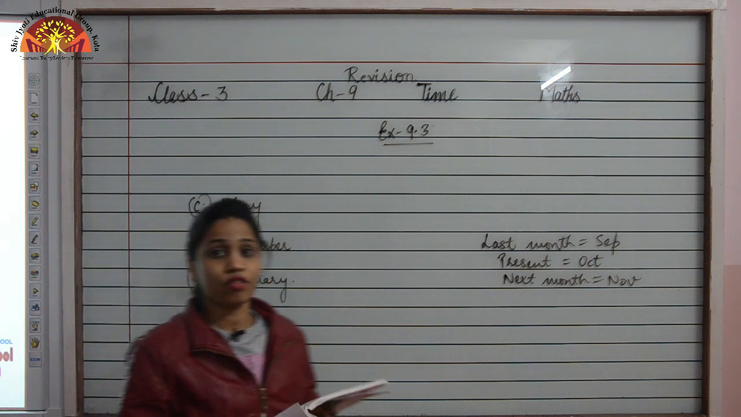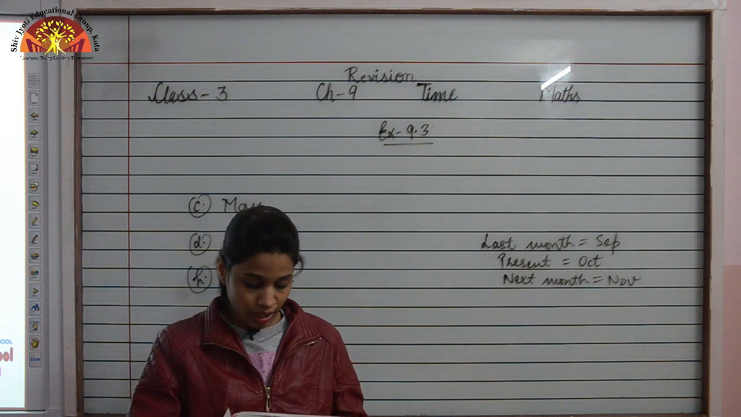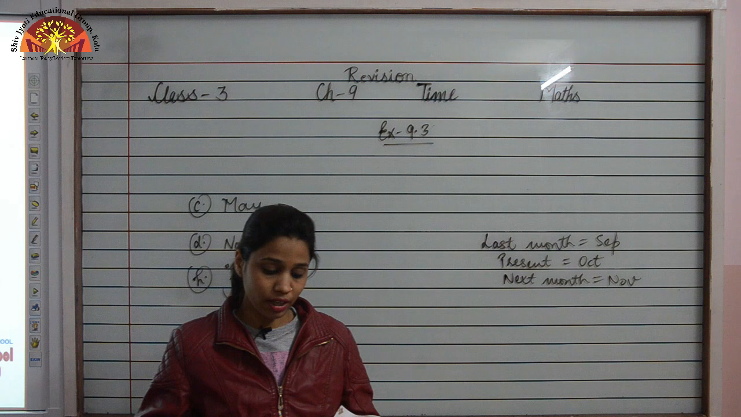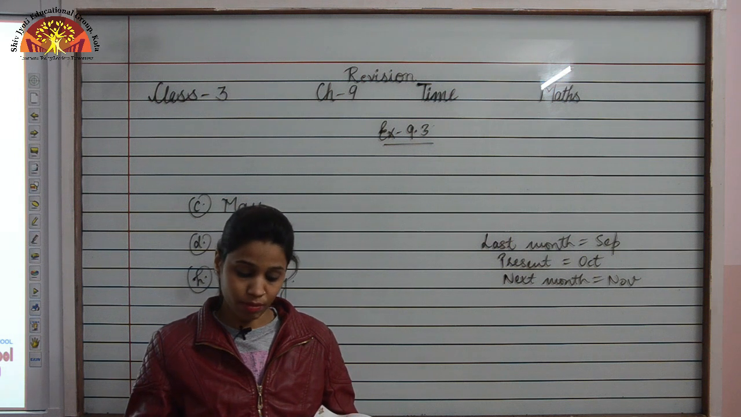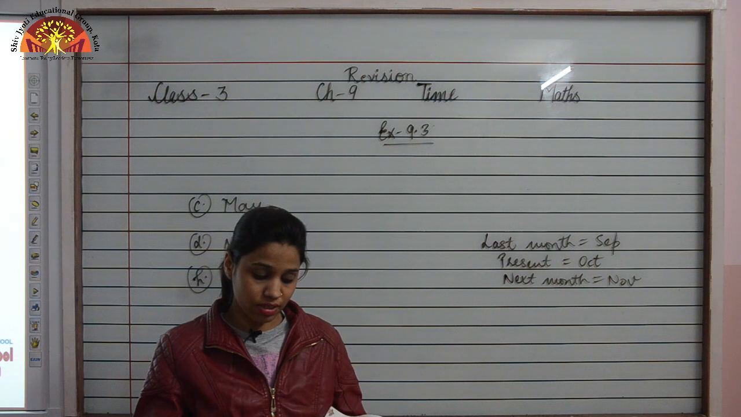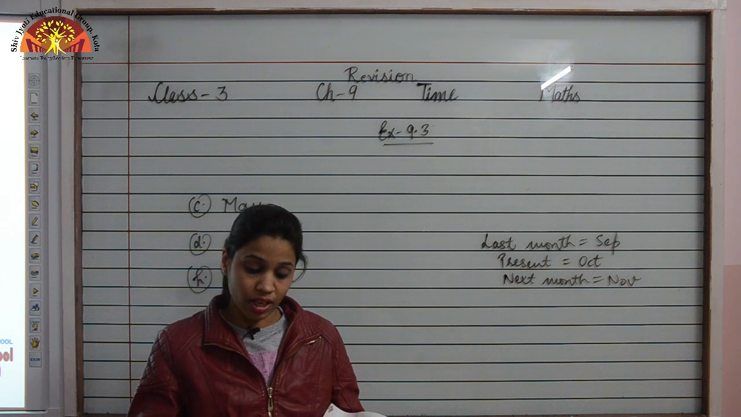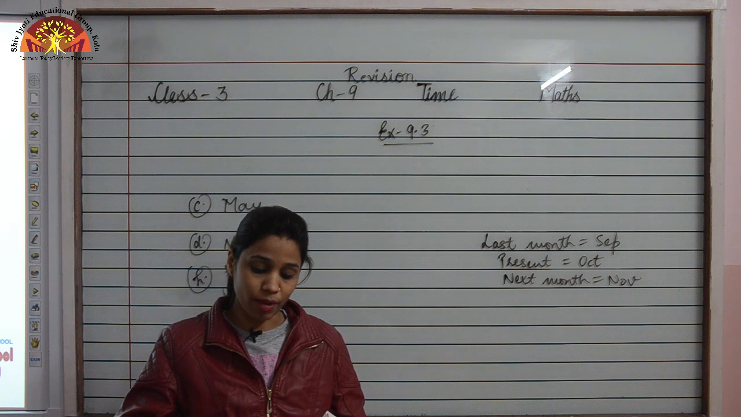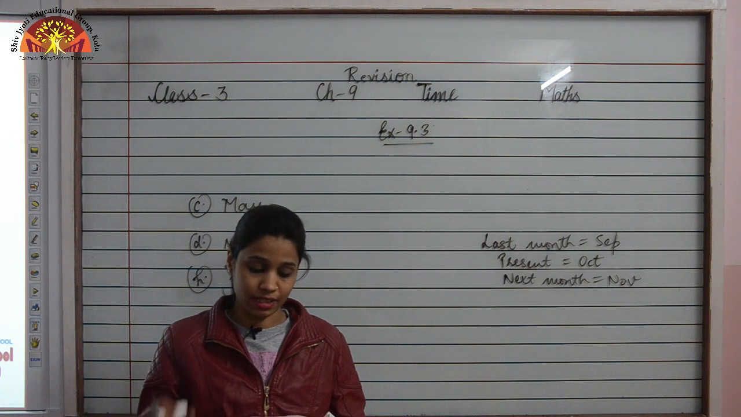So this is how you have to do these questions. Okay. Now let us do question number 3, match the columns. In column A you are given Teachers Day, Republic Day, Gandhi Jayanti, Independence Day, Christmas, Children's Day. And in column B you are given some dates. What you have to do? You have to match the dates of these days.